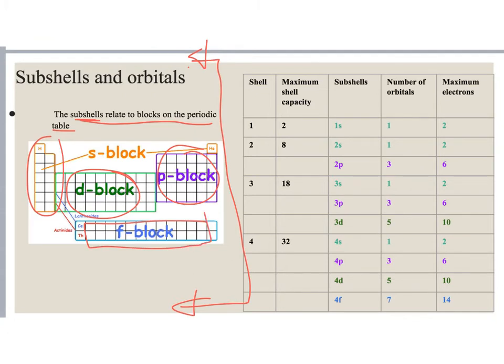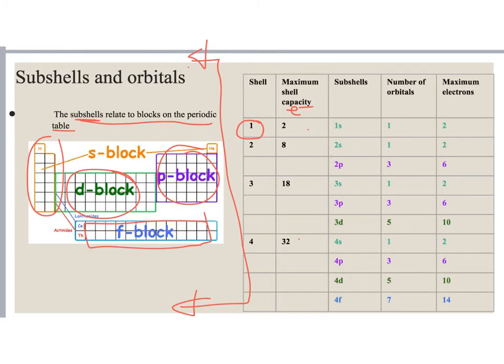So then if we look at this table here, and you don't have to copy this table, but in shells 1 to 4, the maximum shell capacity, and that means that's talking about the electrons in this case, is 2, 8, 18 and 32. We talked about that before. Now we talked about the fact that the maximum number of subshells is equal to the shell number. So in shell number 1, you can have a maximum of 1 subshell. In shell 2, you can have 2 subshells, shell 3, 3 subshells, shell 4, 4 subshells.